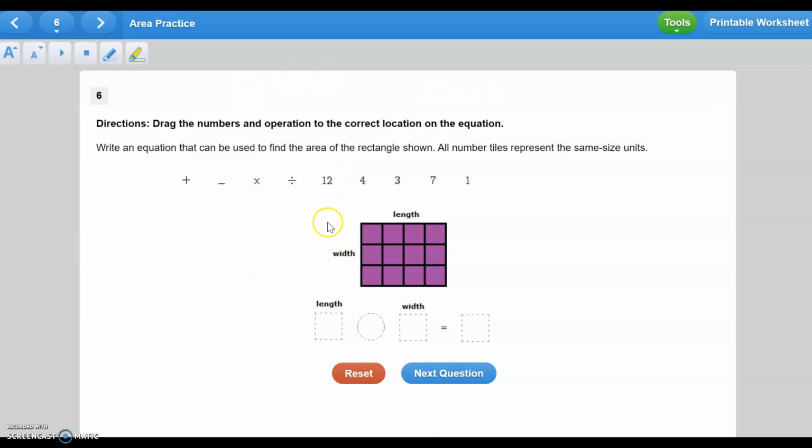For this problem, you'll be dragging and dropping the width and the length. So what is the width? Drag and drop those numbers into the box. What is the length? Drag and drop those numbers. What do you do to find the area? Add, subtract, multiply, or divide. And what is the product? What is the total square units?